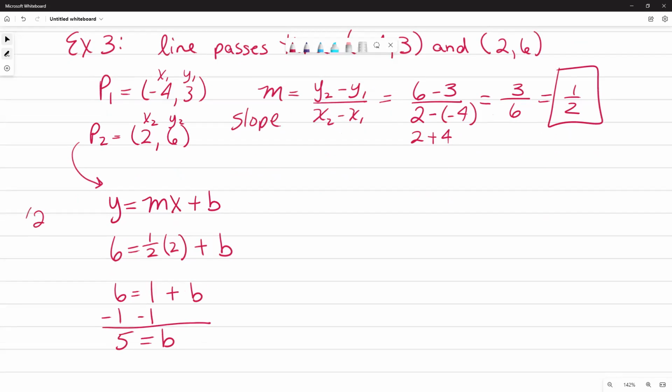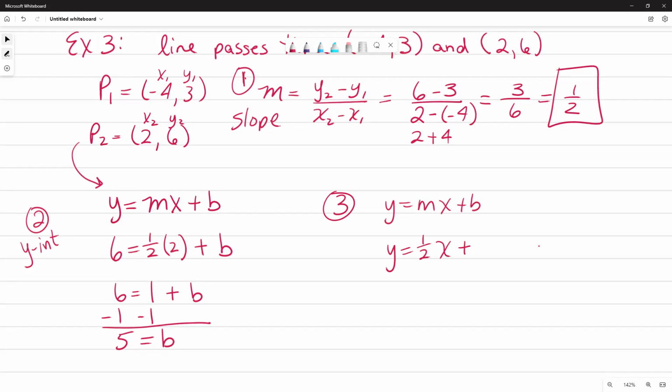So this is step 2. Calculate your y-intercept. This is step 1, where we calculate our slope. Step 3 is we put it all together. Y equals mx plus b. So that means for every y, the slope of 1/2, so half of the value of x plus the y-intercept gives us the value of y at that point. So there's our final slope-intercept form.